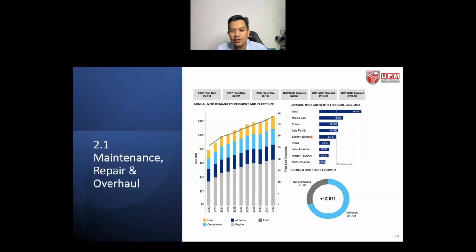We can see that the Asia Pacific region, if you add China, India, and Asia Pacific together, is already dominating the annual MRO growth. In this particular diagram, they separate India and China because India has a population of more than 1 billion people, China also more than 1 billion people, and there are a lot of aircraft and people who like to travel, right? And this is the cumulative fleet growth. Basically, we are going to see 12,611 more fleet size in terms of thousands.